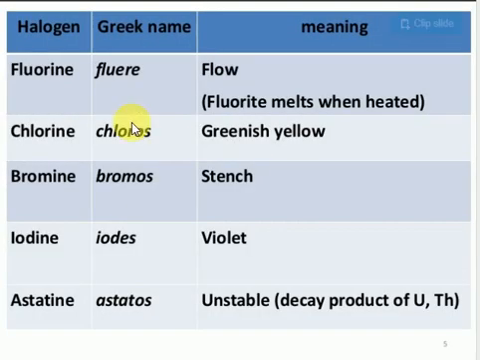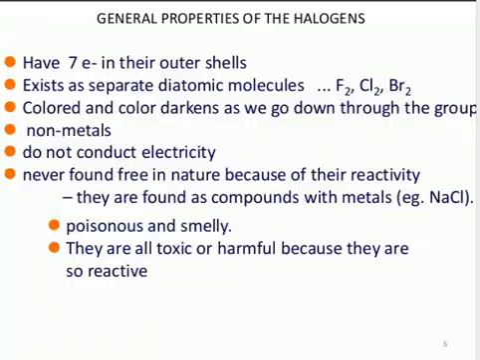Next, the Greek names of the halogens. Fluorine comes from fluor, meaning flow. Chlorine comes from chloros, greenish yellow gas. Bromine is from bromos, stench. Iodine is from iodes, violet color. Astatine is from astatos, unstable. The decay products of astatine are uranium and thorium, which are radioactive elements. Next, the general properties of halogens, which are very, very important.